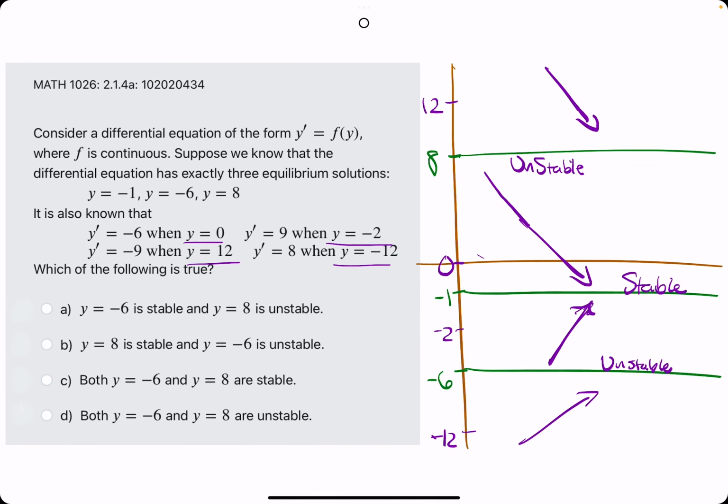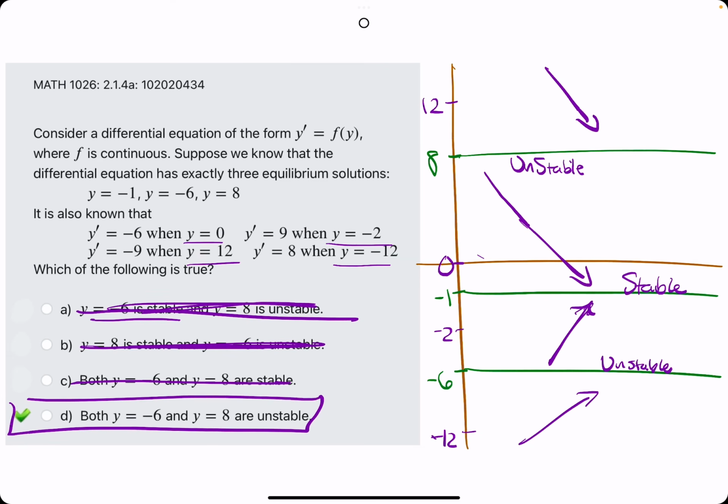So it looks like they say -6 is stable, false. They say 8 is stable, that's false. -6 and 8 are unstable, is what we're looking for, so not stable. So option D is our answer.